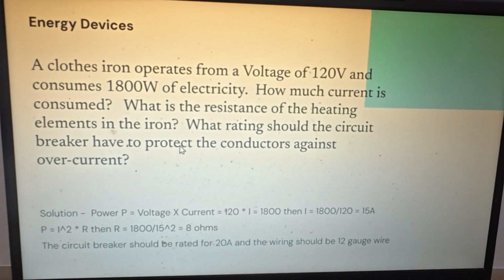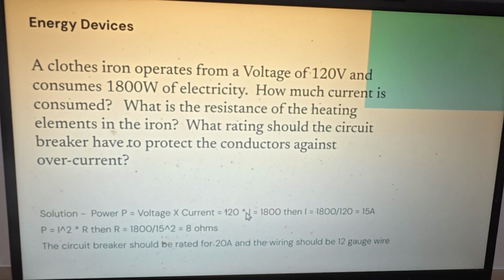So let's take it one at a time. The power is equal to the voltage times the current. So we know the voltage is 120 volts. We know the power is 1800. We know that power is equal to voltage times current. And so the unknown is the current. And we have one equation and one unknown.